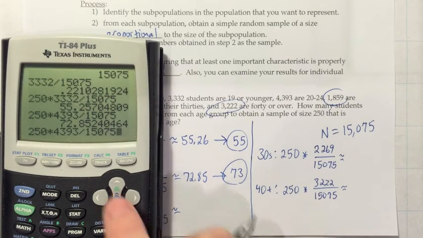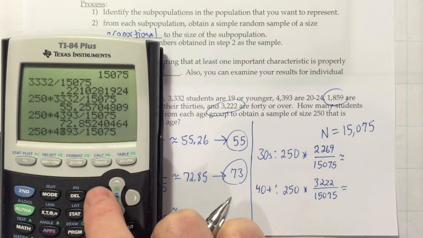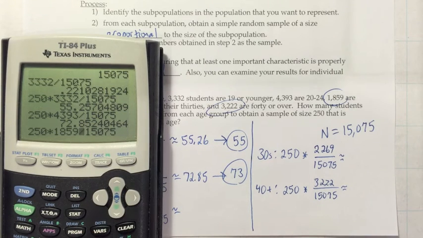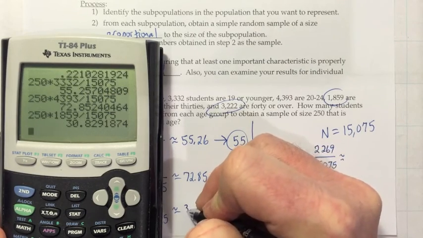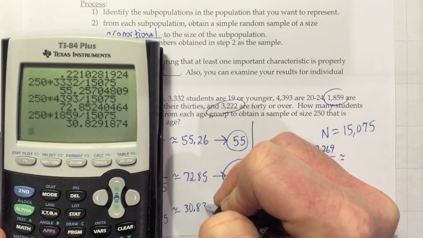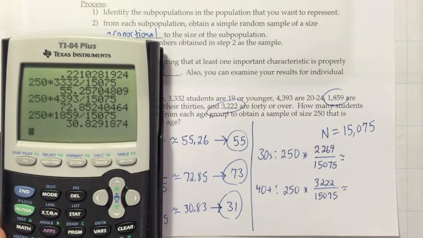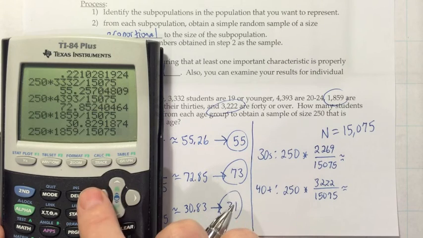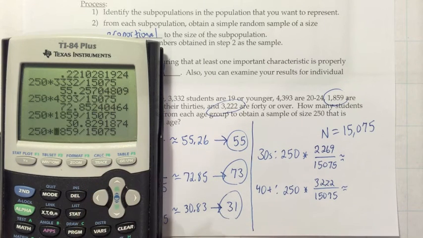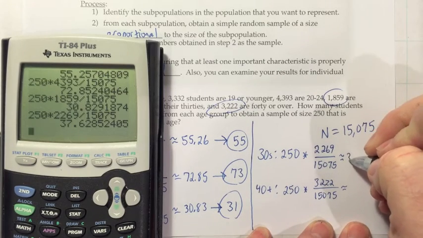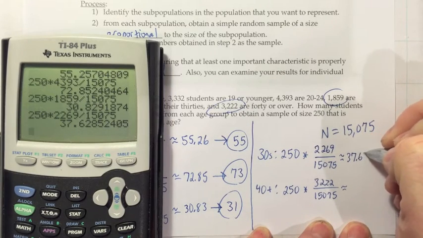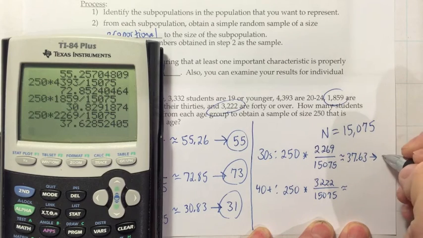So for this one, we want to change this to 1859 for those students in their upper 20s. So that gives us 30.83 roughly. And rounding that, we would say we should get 31 students from that group. Going to those in their 30s, we would change this number to 2269. So we have about 37.63, which rounding to an integer would be 38.